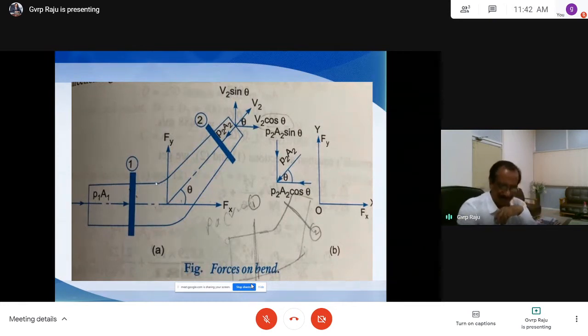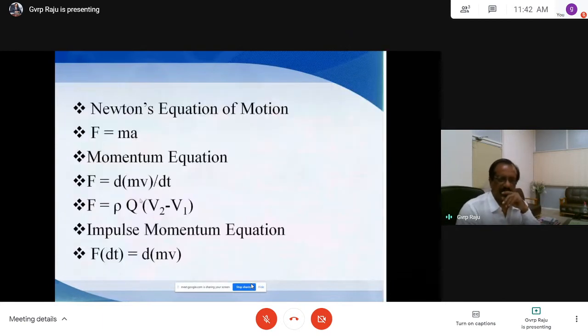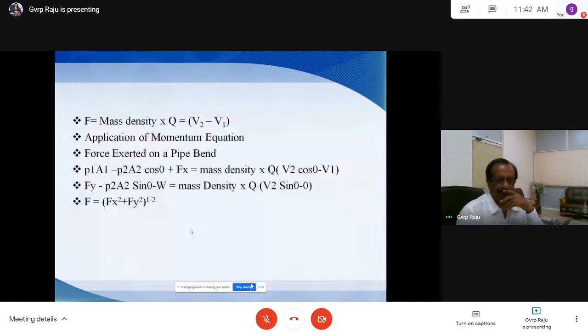Then we have the equation, if you remember, F is equal to rho q (V2 minus V1). So the sum of the forces in the x direction, Fx, is equal to rho q (V2x minus V1x), and the sum of the forces in the y direction, Fy, is equal to rho q (V2y minus V1y). Then apply these two equations here.